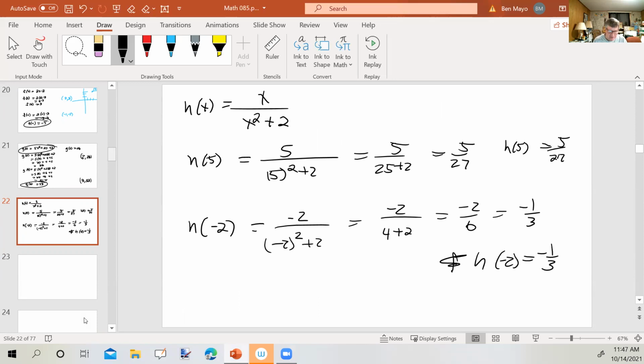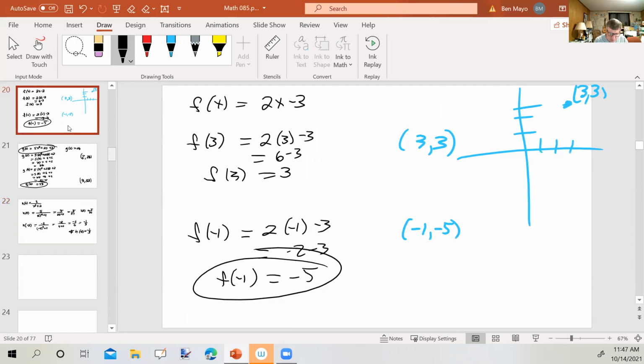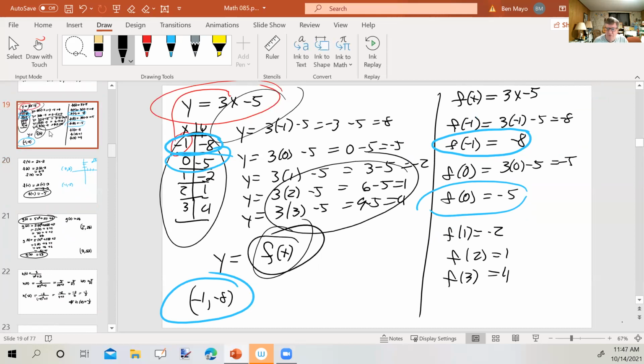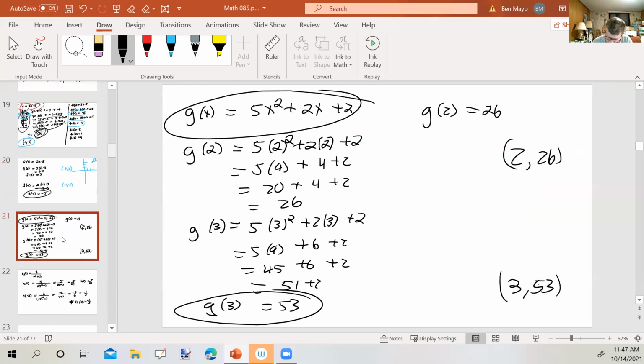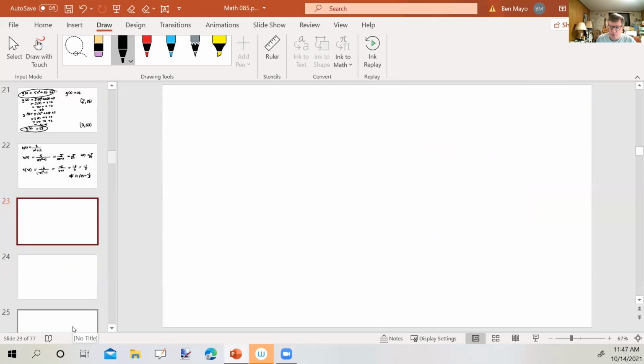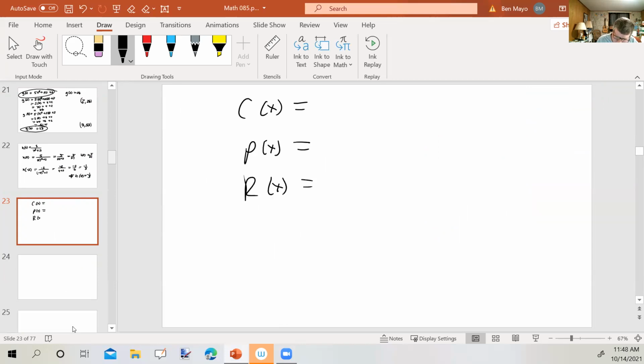Oh, something I neglected to mention. Let's go way back up here. When I first introduced this whole idea, I mentioned f of x. But just like variables aren't restricted to just x and y, function notation isn't restricted to just f. We can have g of x, h of x. In fact, if this was a business algebra class, a cost function would be c of x, a profit function would be p of x, and a revenue function would be r of x. So again, it's not just restricted to f of x.